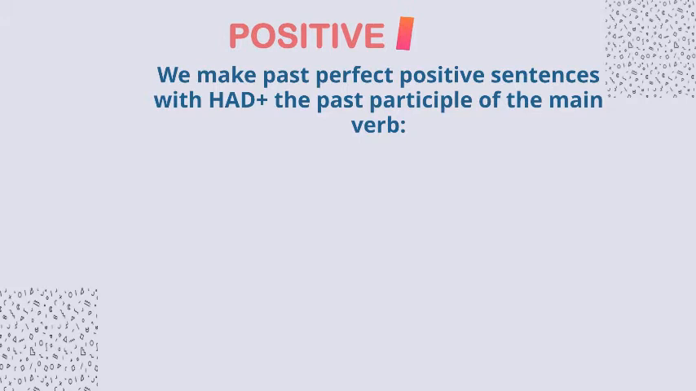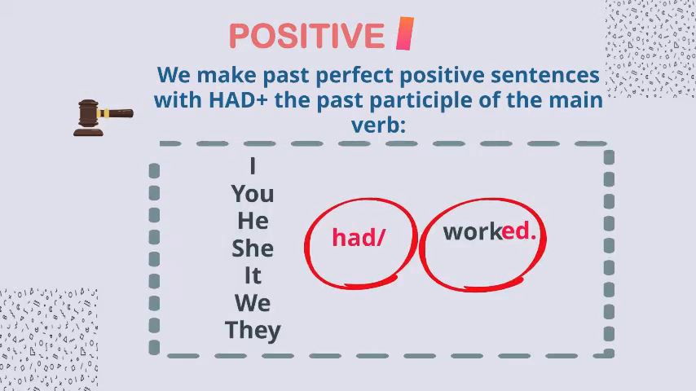We make past perfect positive sentences with had and the past participle of the main verb. The past participle of a regular verb is its ed form, so we say I had worked, you had worked, he had worked, she had worked, it had worked, we had worked, and they had worked.